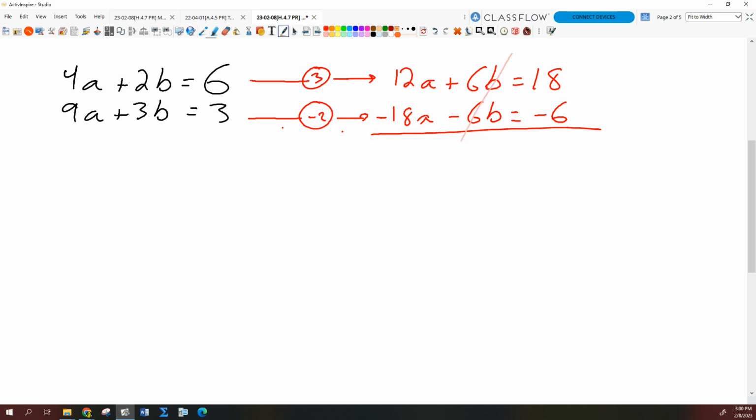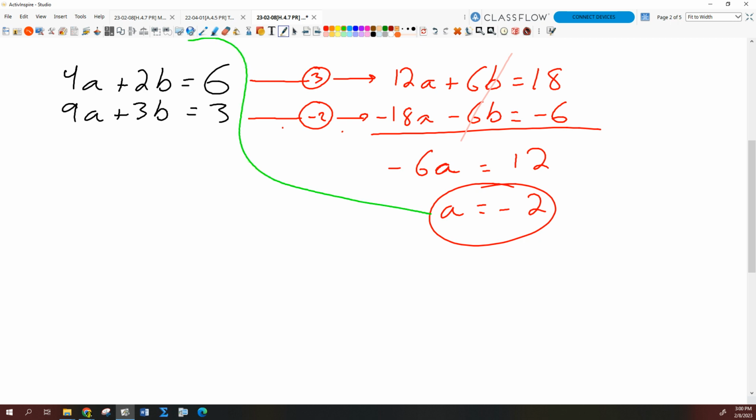So a, I get -6a equals 12. So what's a? -2. Now what do I do to solve for b? Plug it in. Sure, I'll just take that guy and plug it in to that a. Top one's a little bit easier, right? And then if I plug into the top one, I'm going to get 4 times -2 is -8 plus 2b equals 6.